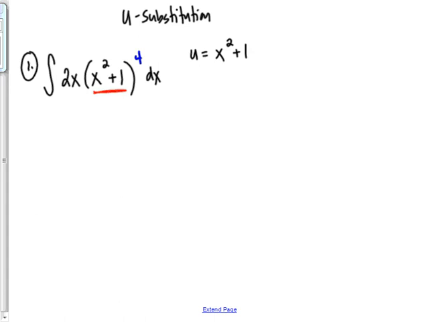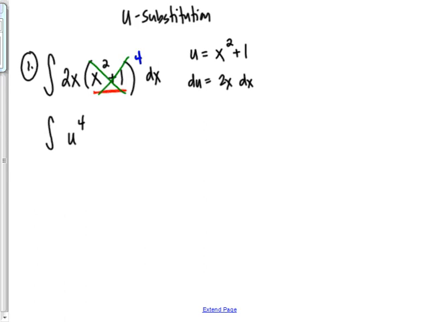Okay, and then immediately next you want to find du. Du is the derivative of u. So what's the derivative of x squared plus 1? It's just 2x. Okay, now we want to do our substitution, and make sure that we have this. We call this u, right? So that becomes u to the fourth. Okay, now I need du. du is 2x, and I'm sorry, I should have written a dx there and I didn't. Okay, du is 2x dx.